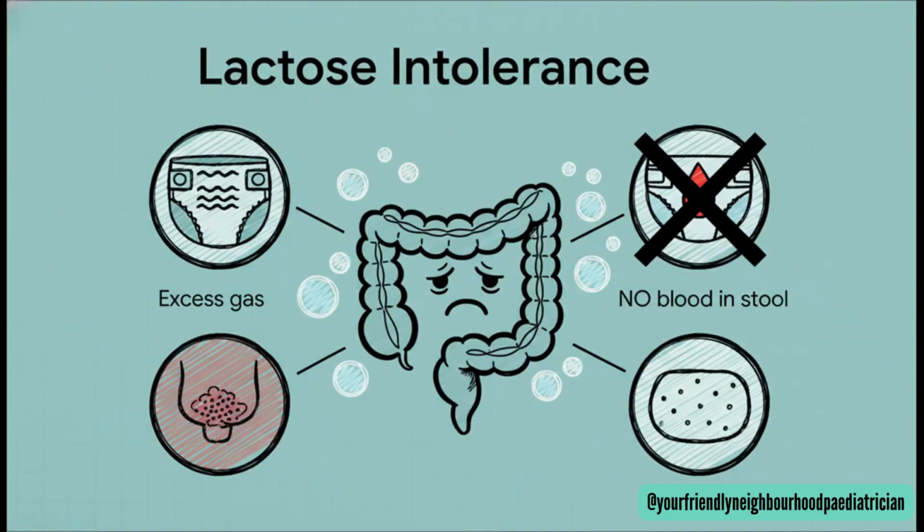So, the clinical features of true lactose intolerance are directly related to carbohydrate malabsorption. Basically, undigested lactose ferments in the gut, which produces gas and those characteristic acidic, watery stools. I want you to note the absence of systemic or allergic signs, things like blood in the stool or eczema. You won't see those here.